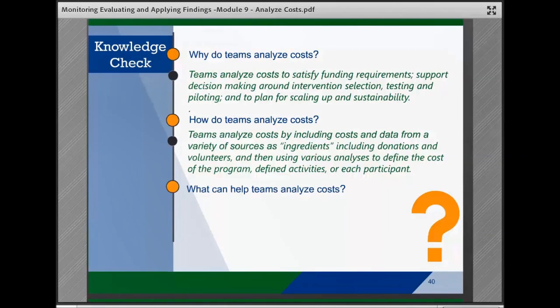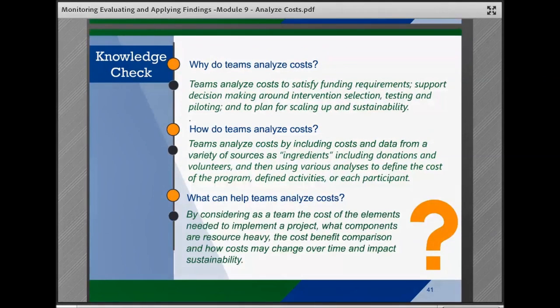What can help teams analyze costs? By considering as a team the cost of the elements needed to implement a project, what components are more or less resource heavy, the cost-benefit comparison, and how costs may change over time and impact sustainability. Now take this a step further by reviewing the reflection questions for analyzed costs in your Monitoring, Evaluating, and Applying Findings workbook to connect what you've learned to your own experience.